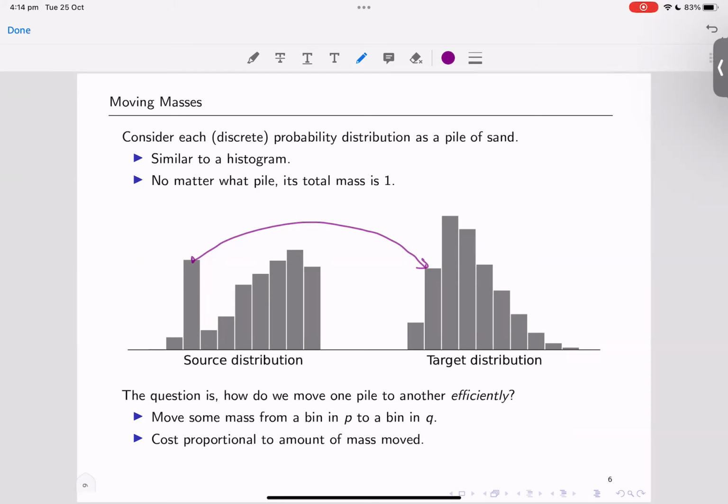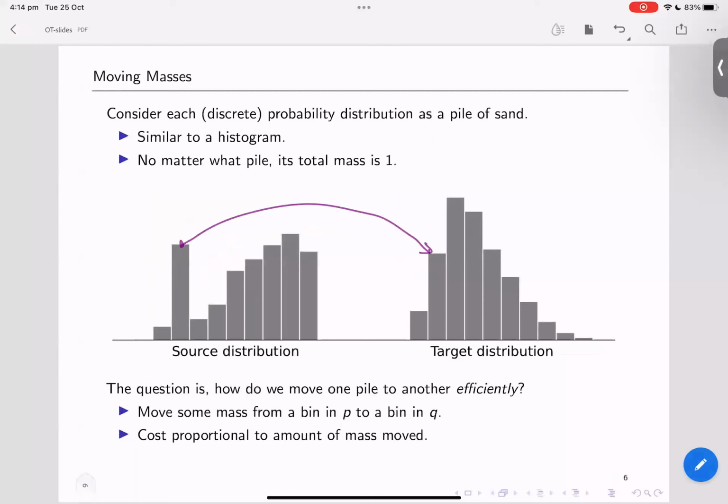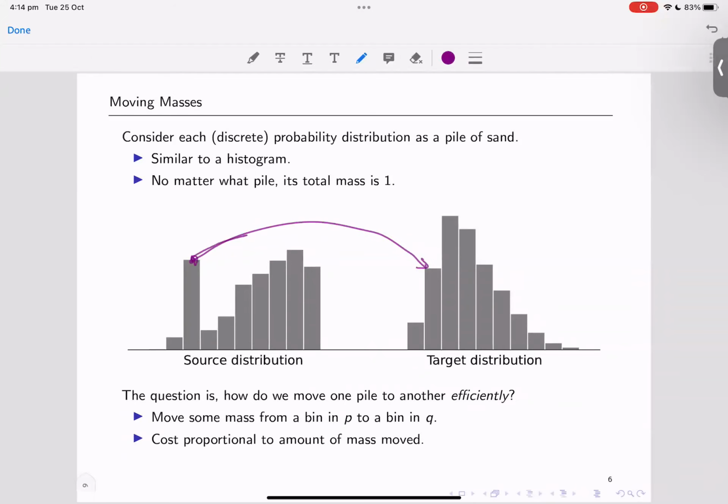Okay. And so when you move some mass from the left to the right, you will incur some cost, right? You can see that if you move a mass from this bin to maybe this bin, if you move to a closer bin, maybe the cost is lower than moving to a further bin, okay? So we'll try to formalize that cost a bit later. But is everybody on the same page as me? Any questions?